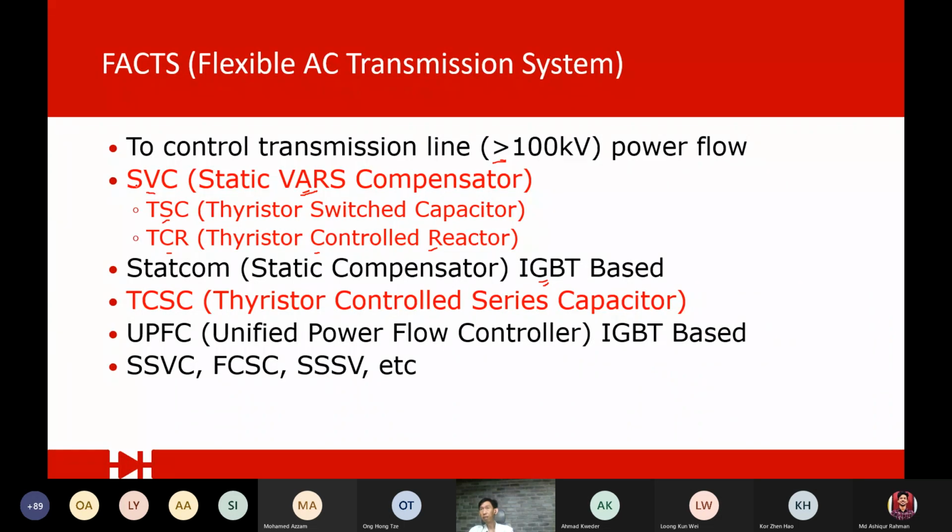SVC, you can see it in DMB is using it anyway. StatCom is usually at the load side, which is the industrial side. SVC is usually used at the grid side, because it can handle higher power, in megawatts. TCSC is also at the grid side, and UPFC is also at the load side.